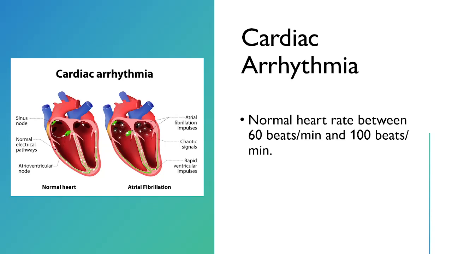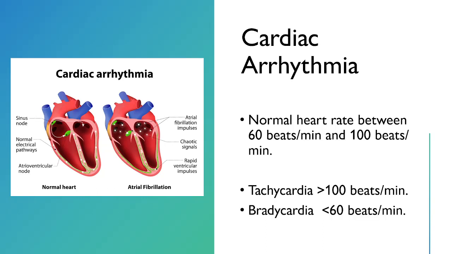When the heart beats faster than normal, which is more than 100 beats per minute, it is called tachycardia. When the heart beats too slowly, which is less than 60 beats per minute, it is called bradycardia. The most common type of arrhythmia is atrial fibrillation, which is caused by an irregular and fast heartbeat.